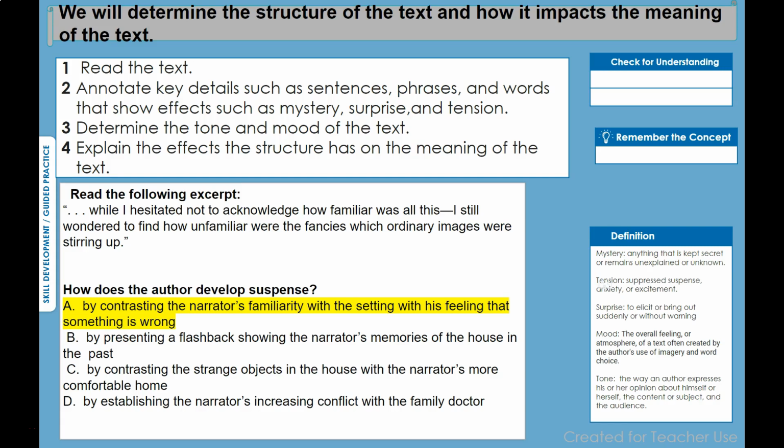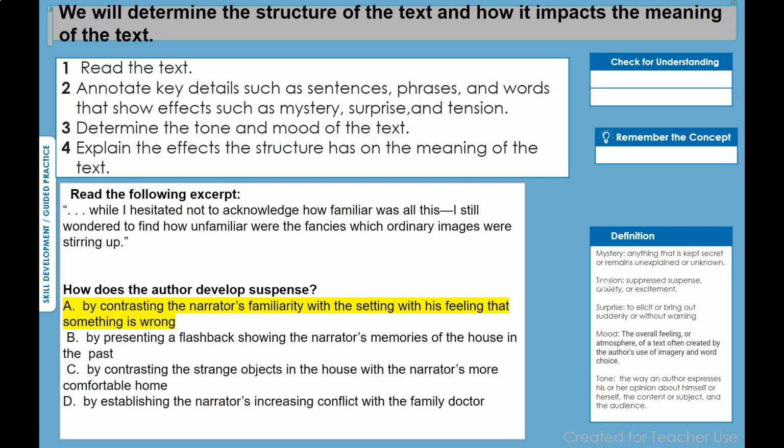We do not see an element of a flashback. If you do not know what a flashback is, I'm going to tell you. Flashback is when you are referring back to an event that happened in your past, or the author's past, or the character's past. Flash forward is when the author is talking about or giving you a glimpse of things that has not happened. Forward, right? Future. Back, past.